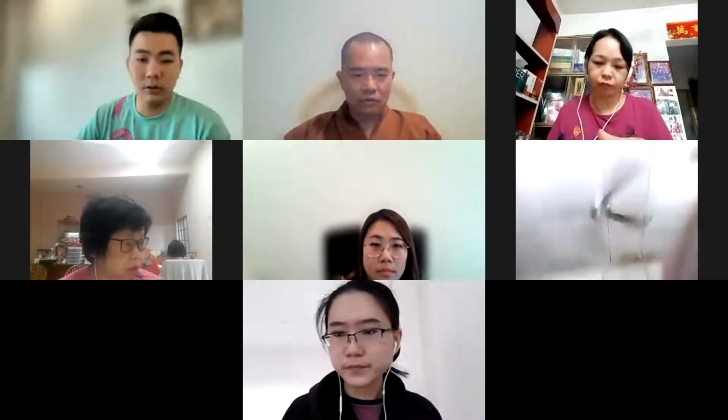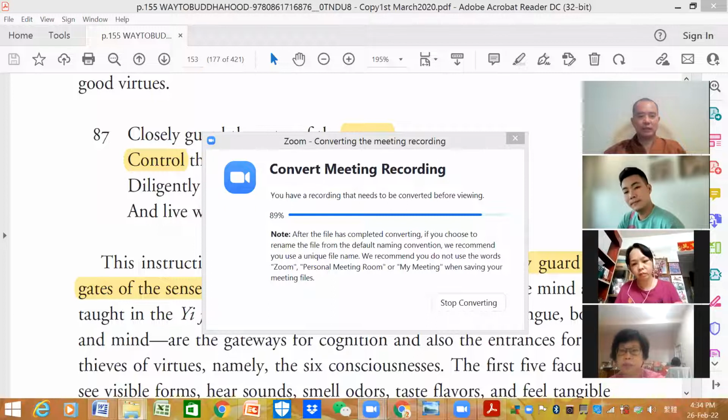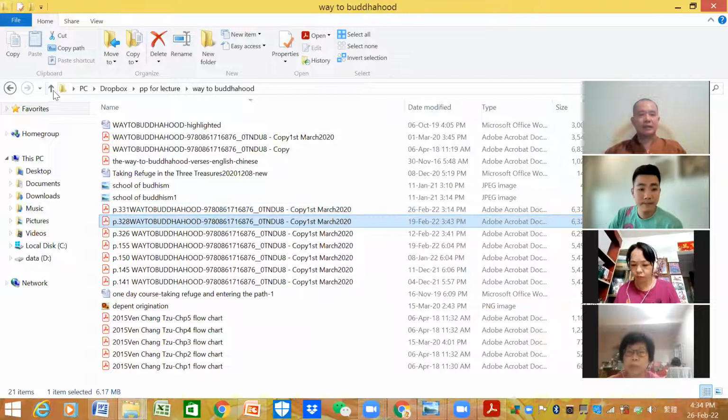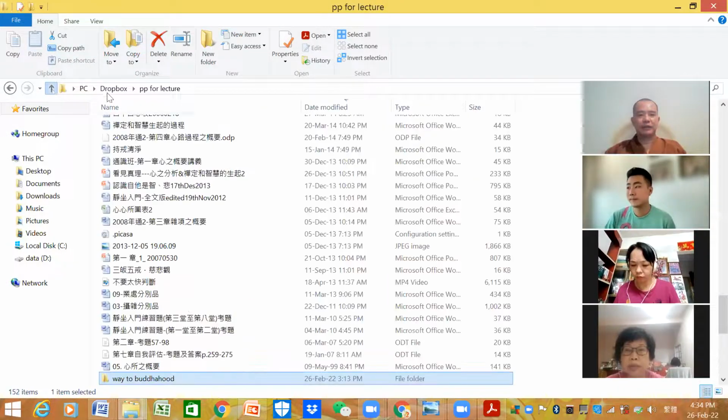Hey class, let's take a look. We take a look at the diagram so that we know where we are. Okay, so class, basically we are in the Three Vehicles. Let's take a look.